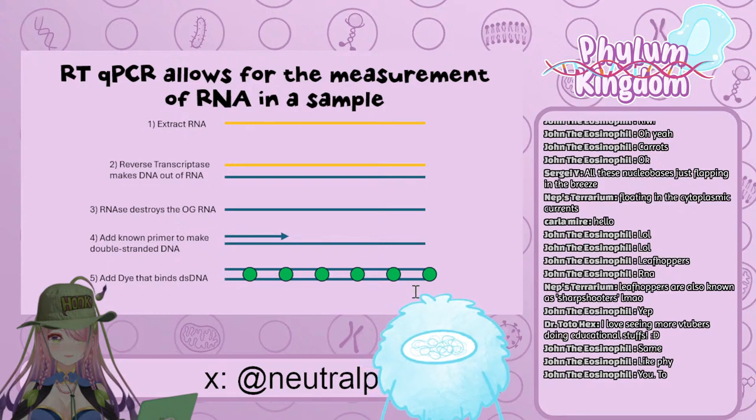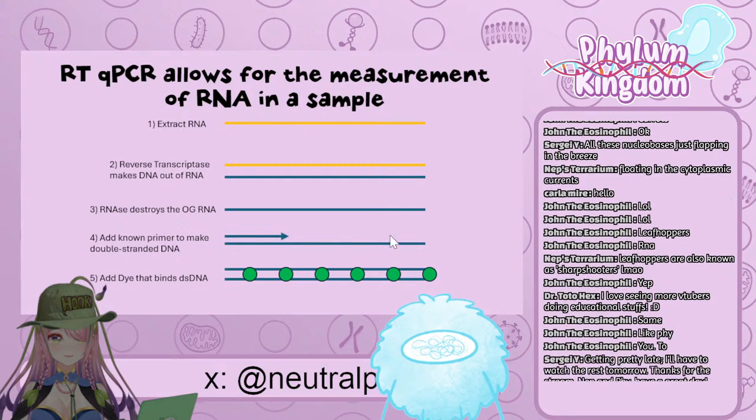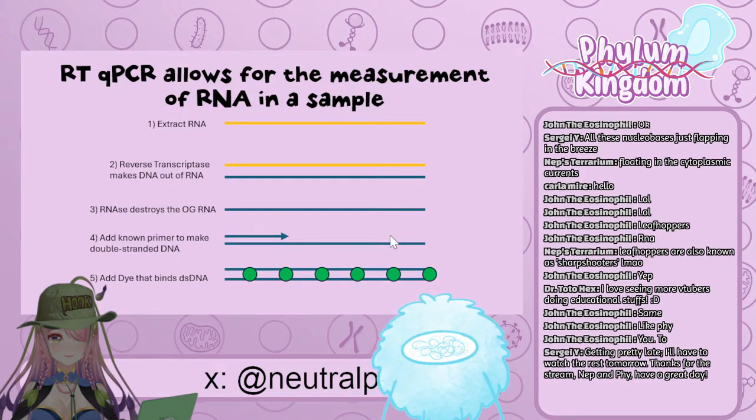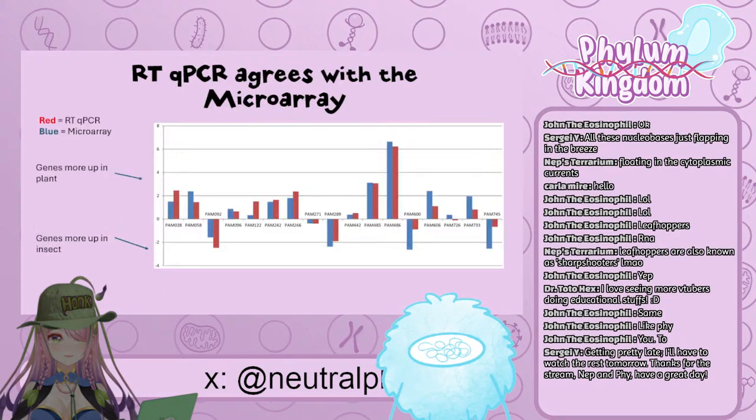You start off by extracting this RNA, and again, reverse transcriptase makes DNA out of that RNA. You degrade the RNA, so you're left with just the DNA, and then you add a known primer. So you're hunting for genes now that you suspect might be upregulated, and that causes the DNA to become double-stranded. Then you can add in a green dye that glows when it's added to double-stranded DNA. So this technique allows you, with better precision, to really get at whether genes are up or down-regulated.